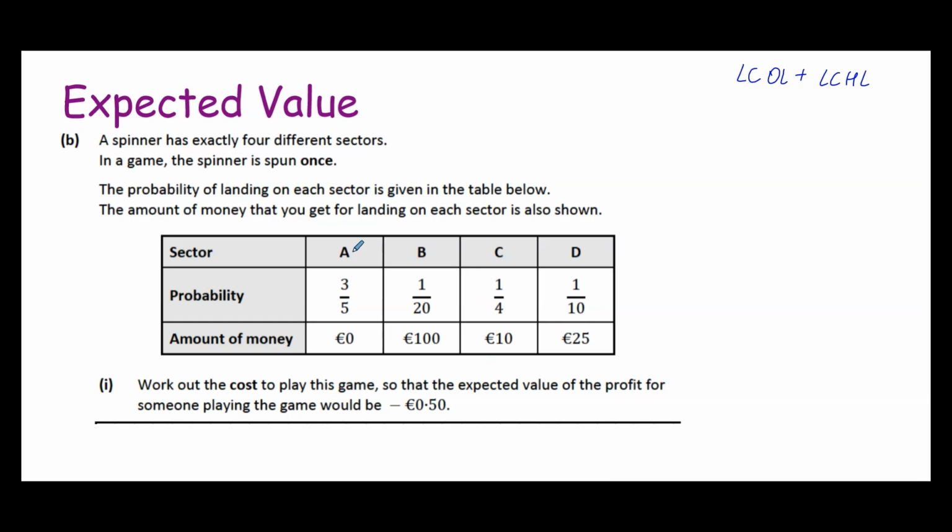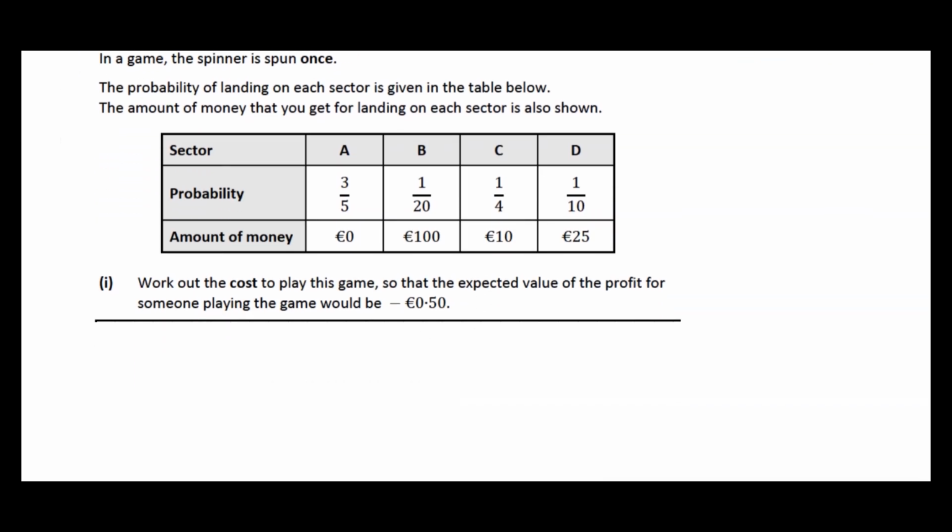If it lands on sector A, the probability of that is 3/5. The amount of money that you get for landing on each sector is also shown. Okay, so what do we need to do with that?